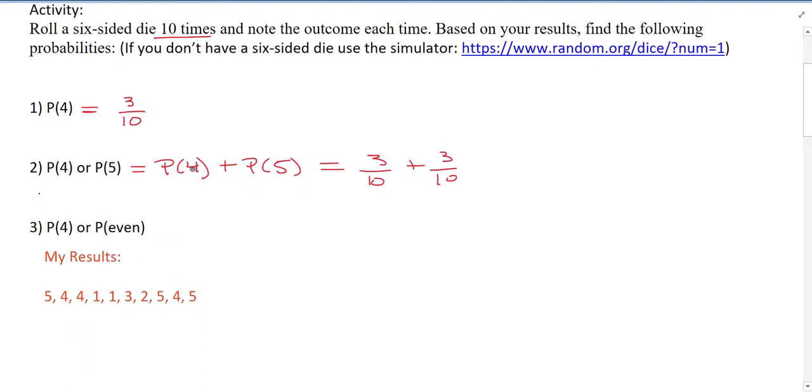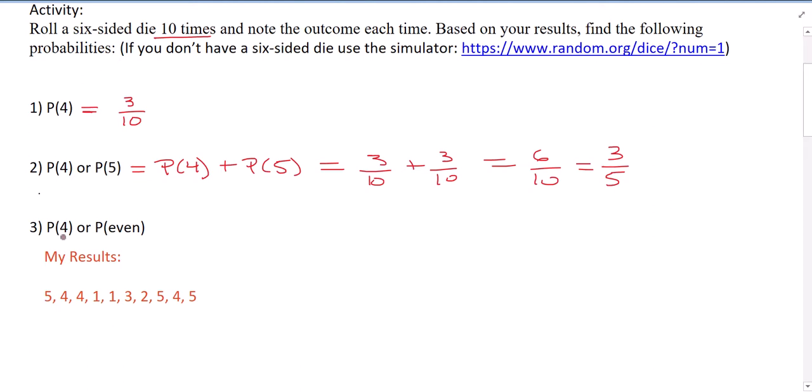Now, can 4 and 5 happen at the same time? No. When I roll a six-sided die and it lands, the face that is up is either going to be a 4 or some other number or a 5, but I'm not going to get a 4 and a 5 at the same time. So my probability is just 6/10, and try to reduce it. Every time you get a fractional probability, reduce it to lowest terms. So divide by 2, and this becomes 3/5.